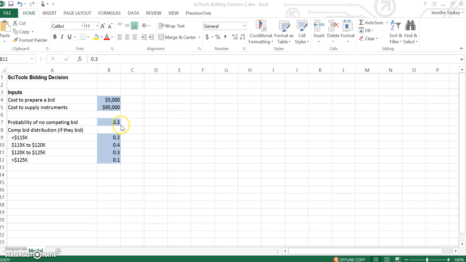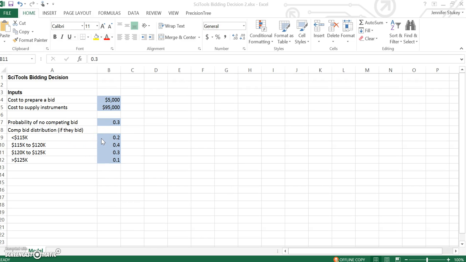There is a 30% chance that nobody is going to bid against them. However, if another company does bid against them, there is a 10% chance that their bid would be greater than $125,000. There is a 30% chance that their bid would be $120,000 to $125,000, a 40% chance that the bid would be $115,000 to $120,000, and a 20% chance that the bid would be less than $115,000.